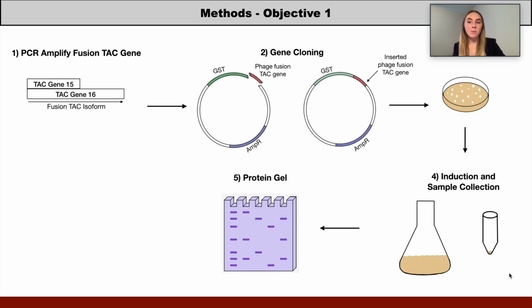For me to test my hypothesis, my first objective was to determine if this fusion isoform can be expressed in a heterologous E. coli system. So firstly, we amplified the tail assembly chaperone fusion isoform via PCR. We inserted these fragments into vectors so that they could be tagged with GST. We transformed these plasmids into E. coli. We grew a few of these colonies, induced them with IPTG, and collected these samples so that we could run a protein gel.